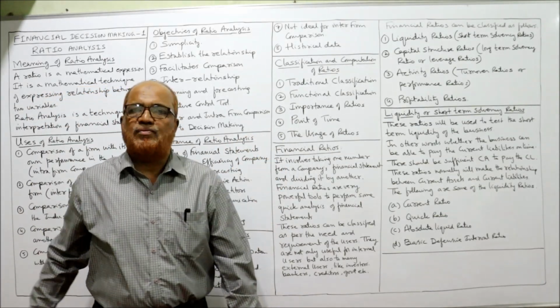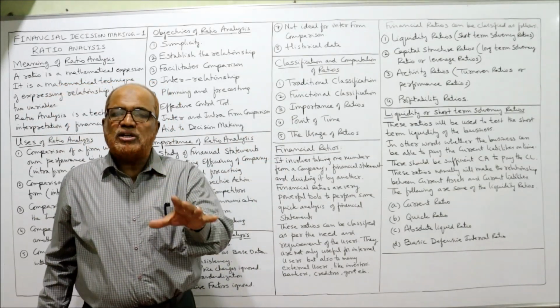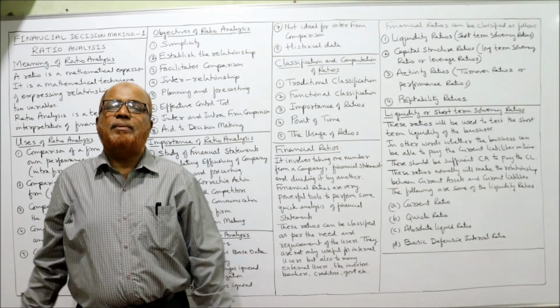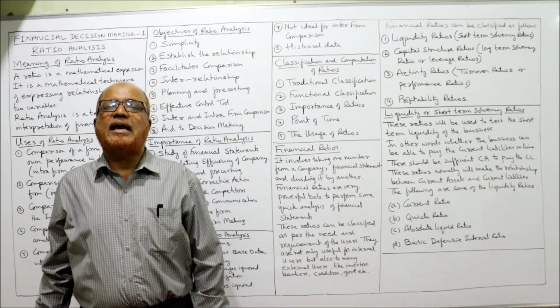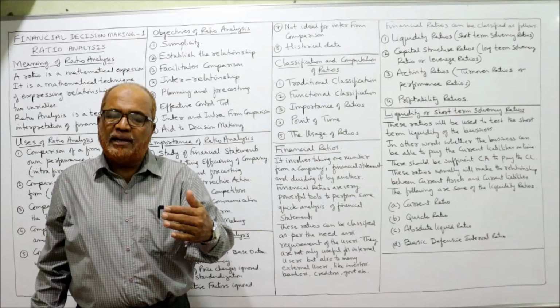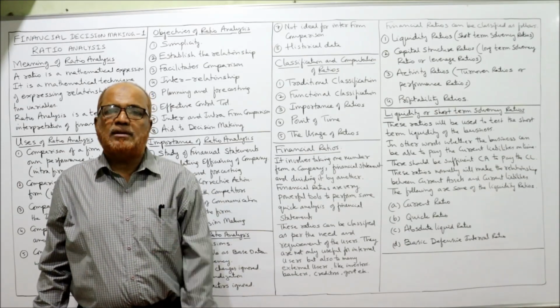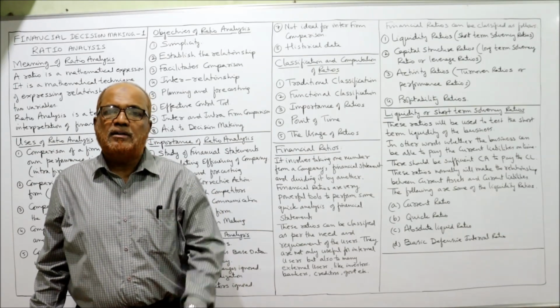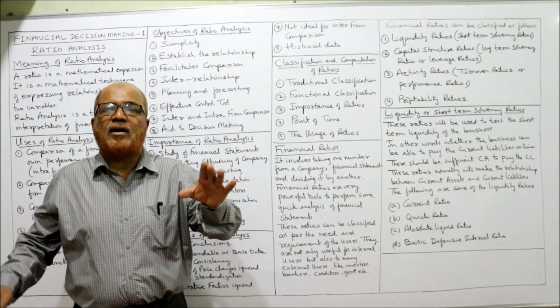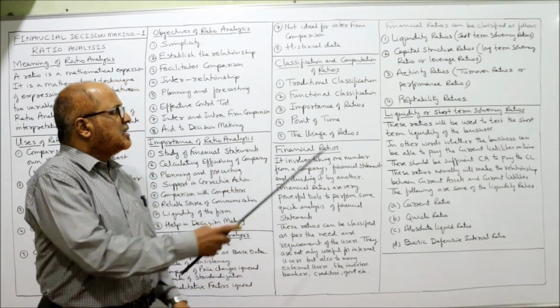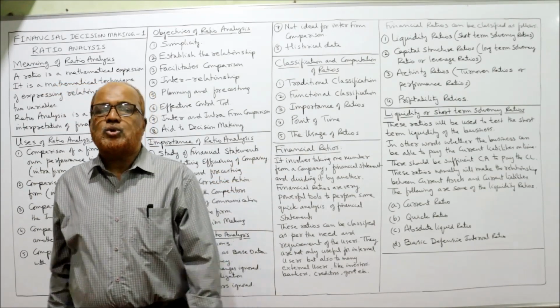Secondly, functional classification. According to functional classification, the ratios will be classified according to one characteristic: according to liquidity, according to profitability, according to solvency, according to activity. Like this, we classify according to functions. These are functional.